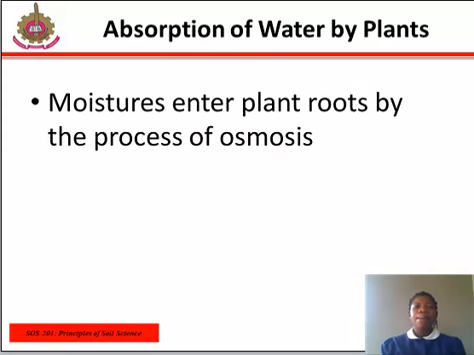Absorption of water by plants. Moisture enters plant roots by the process of osmosis, which may be roughly defined as the movement of a liquid through a semi-permeable membrane caused by unequal concentrations on the two sides. So the roles of water in nutrient absorption are: 1.